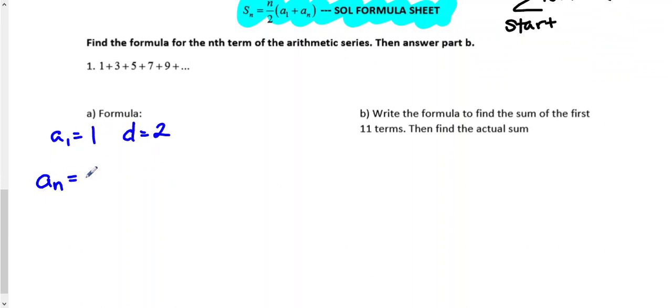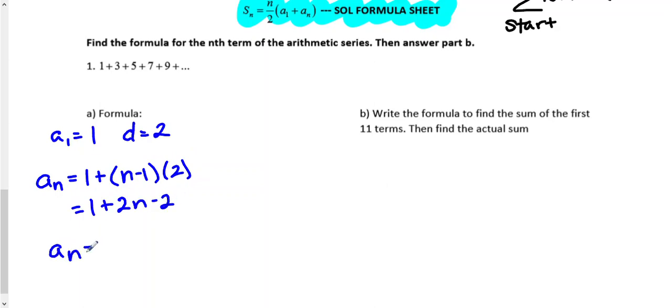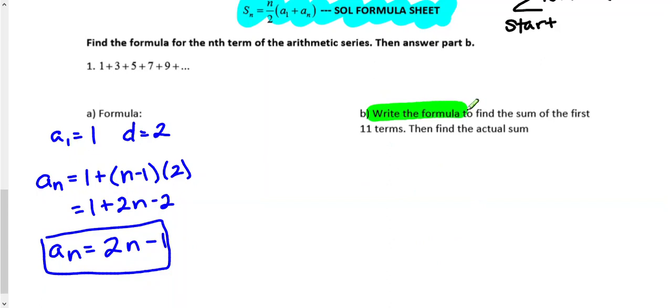So once I have those two things, I can write my formula. A sub n equals 1 plus n minus 1 times 2. After I distribute, I get 1 plus 2n minus 2. So then when I combine my like terms, I get a sub n to equal 2n minus 1. So there's my formula. Now it tells me in part B, write the formula to find the sum of the first 11 terms. So that part is where I'm using crazy E.